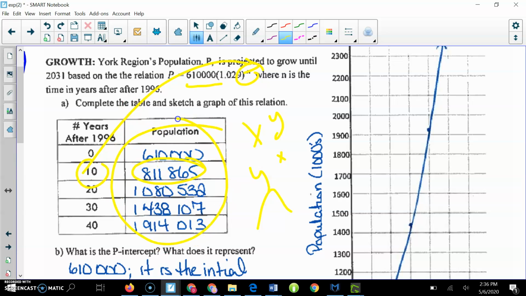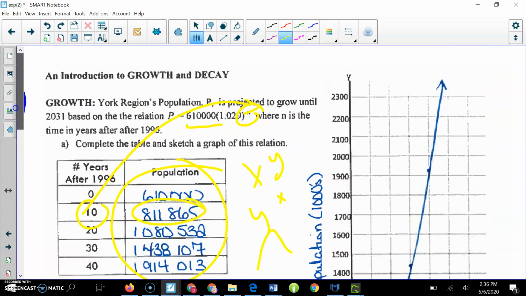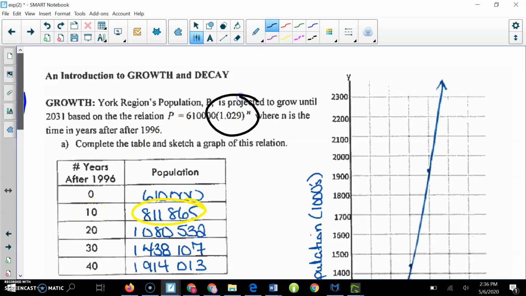These are your numbers here, and then when you plot them, you're going to see growth, okay? Exponential growth. And what's happening is York region population is growing, and the reason we know it's growing, if you look here, this number here, the one with the exponent on it, is bigger than 1. 1.029 is bigger than 1. That's got the exponent on it. Variables in the exponent, so it's exponential. It's going to grow.